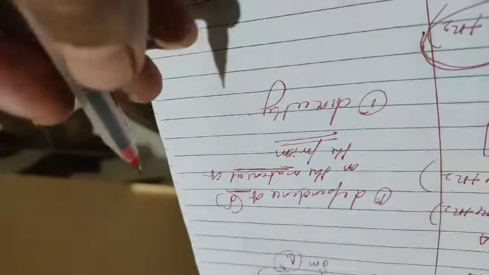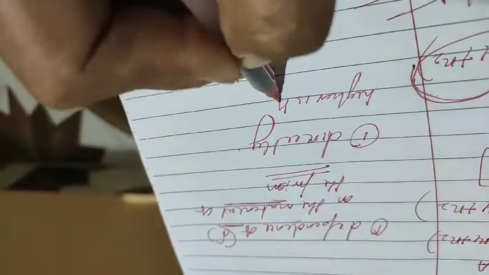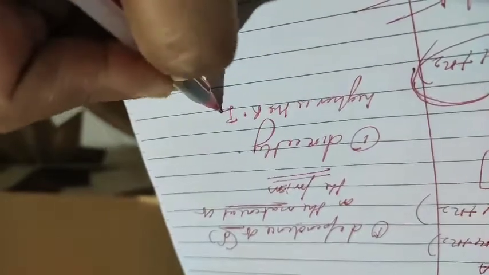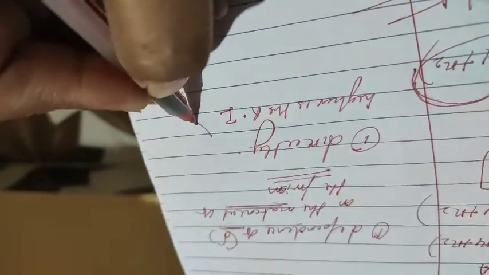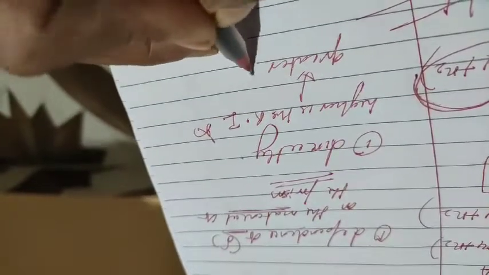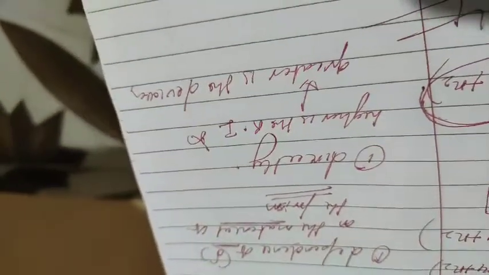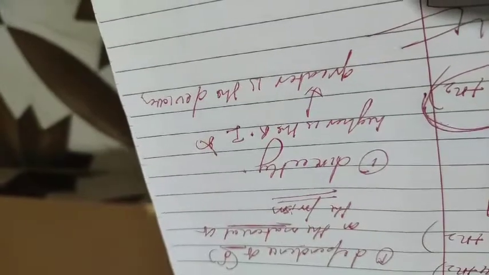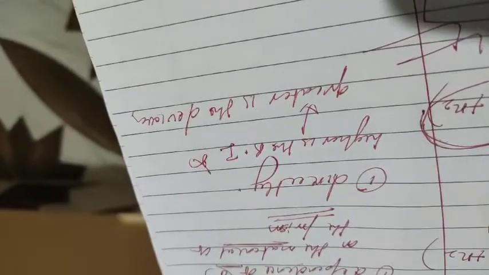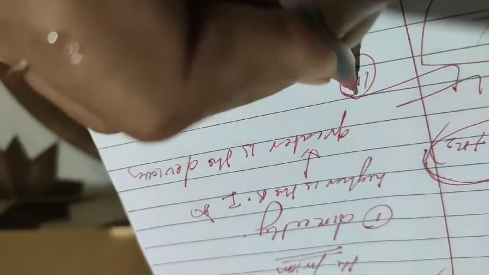It means higher is the refractive index, greater is the deviation. If you increase the refractive index, the deviation automatically increases. Understood? Okay. Now we will move to the second point.